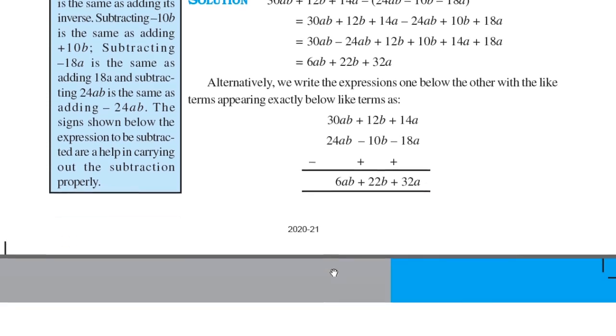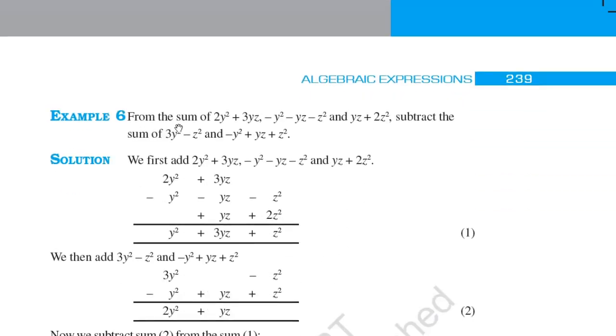So very easy. Now the sixth: from the sum of 2y square plus 3yz minus y square, and yz minus z square and yz plus 2z square, subtract the sum of these. So first we will add these, and then subtract. First we will add 2y square plus 3yz minus y square, yz minus z square and yz plus 2z square. So we will write it like this.